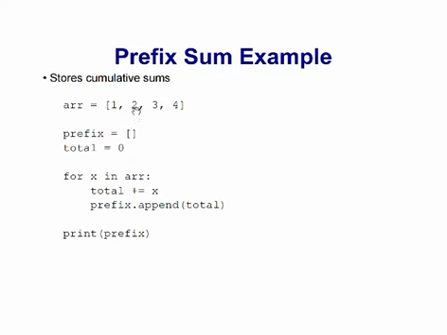When it comes to the next element, it takes the previous value and adds it: 2 plus 1 is 3, 3 plus 3 is 6, 4 plus 6 is 10. The benefit of the prefix sum is that it helps solve range sum problems efficiently.